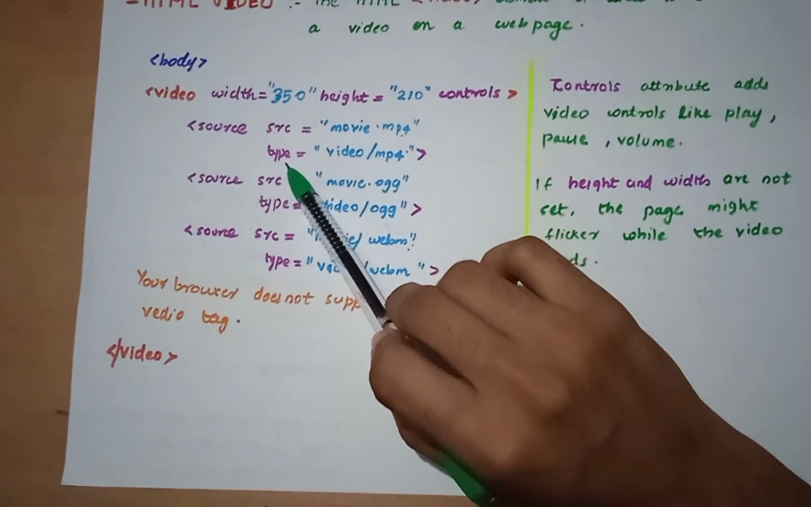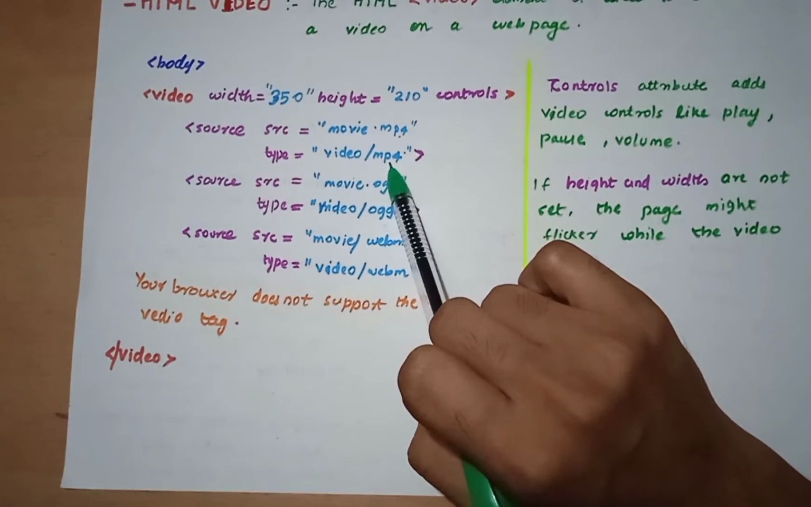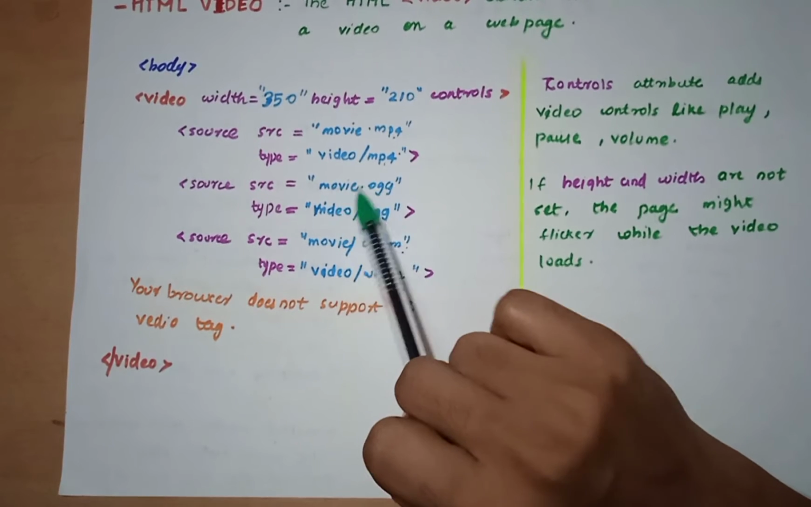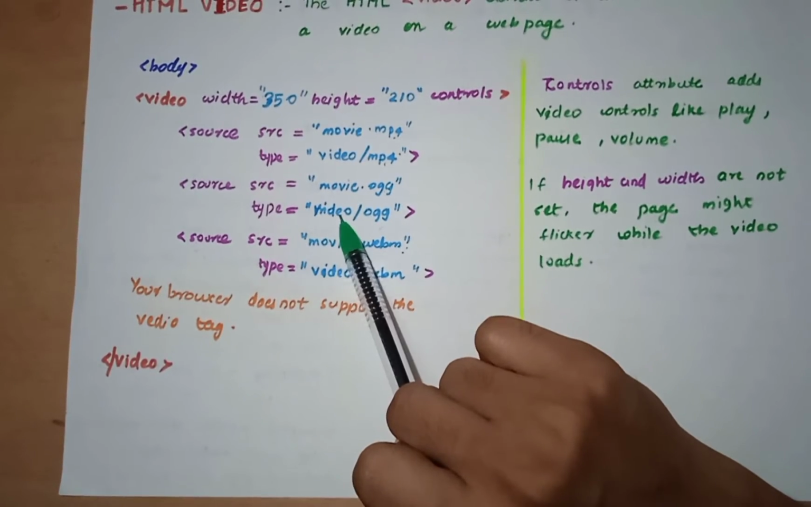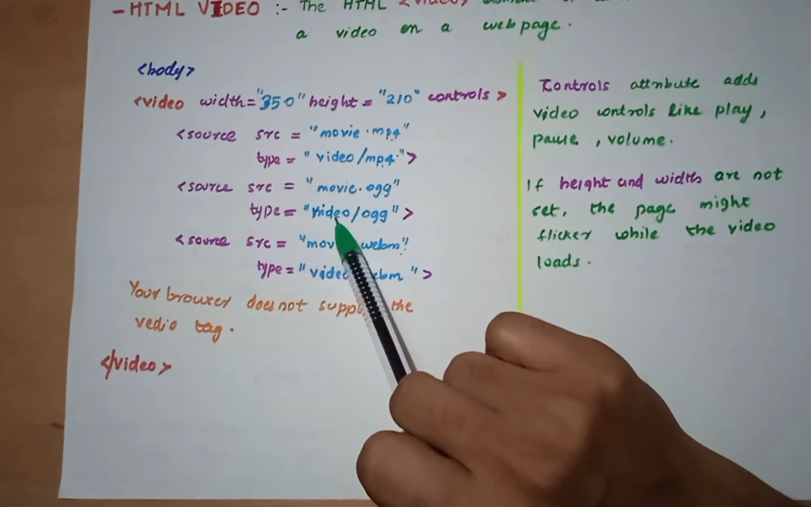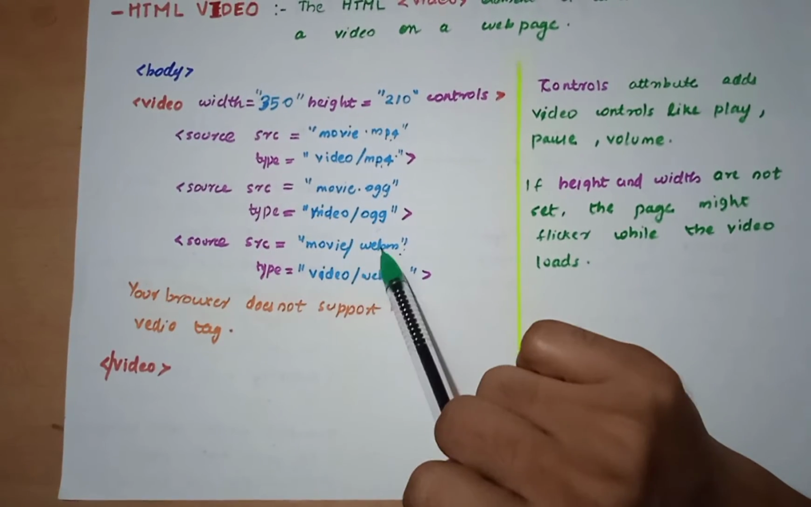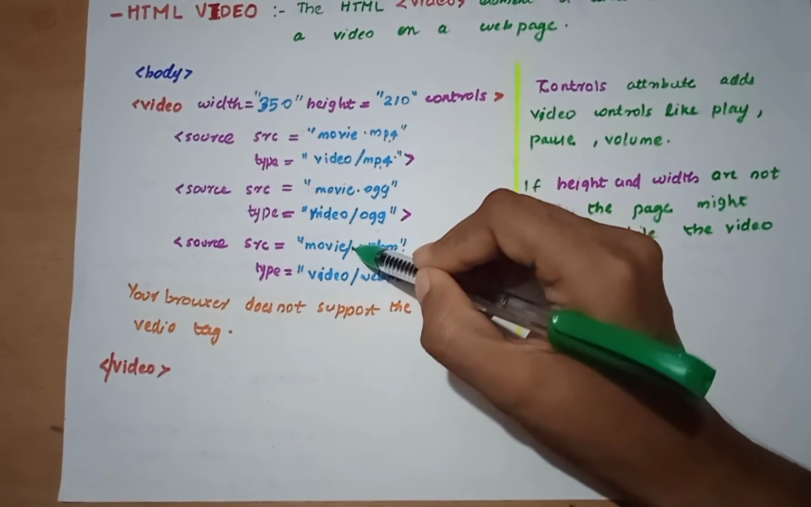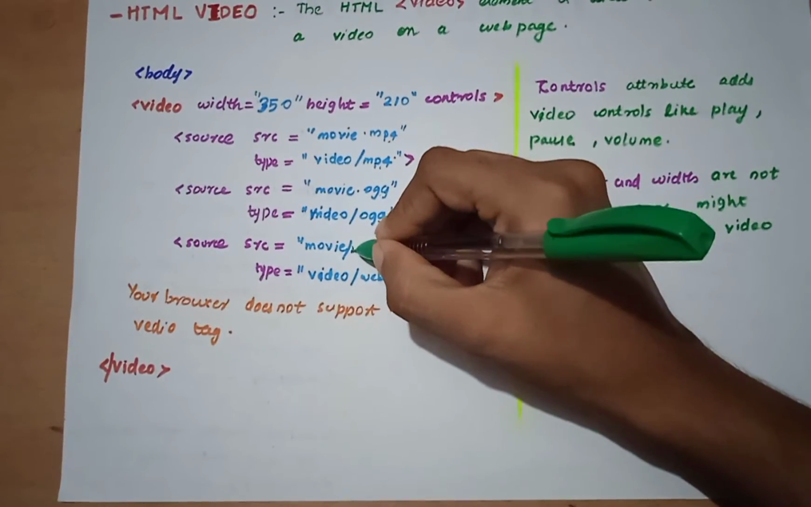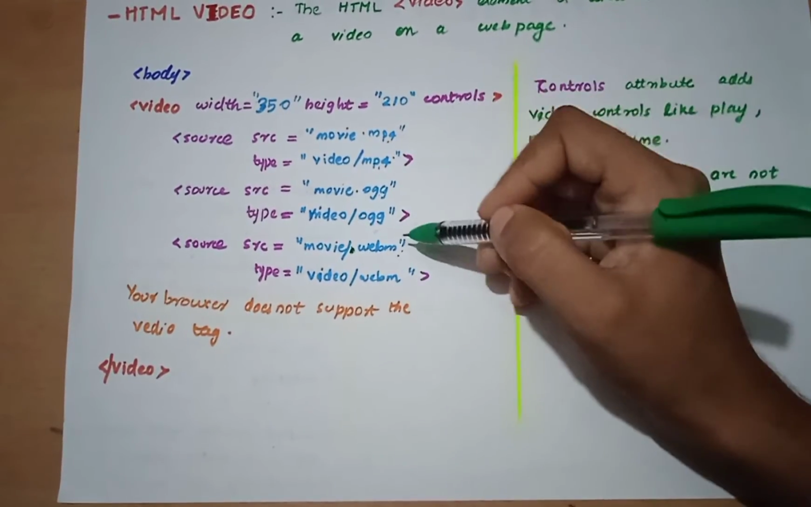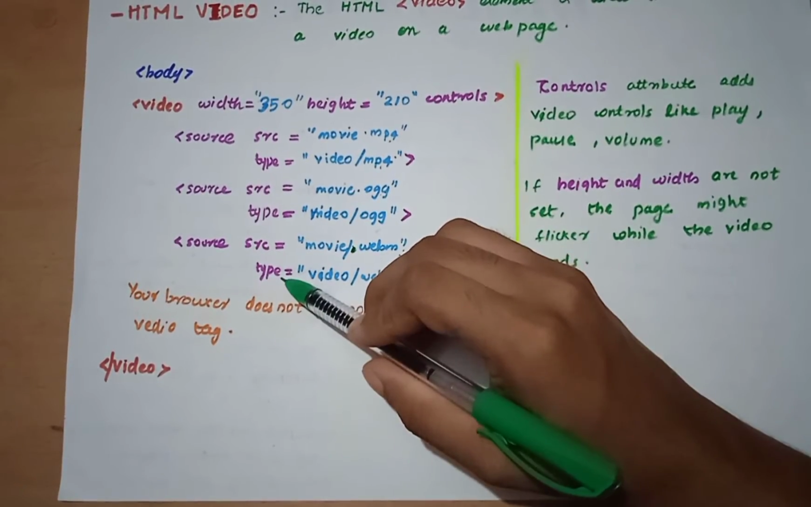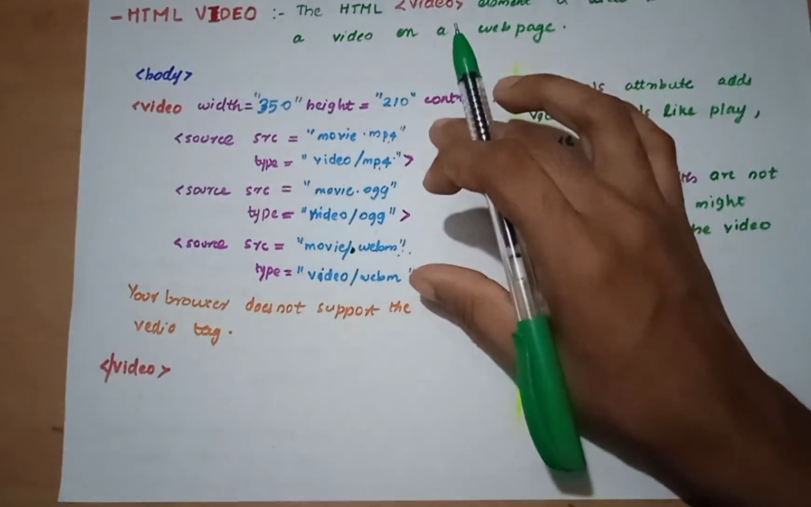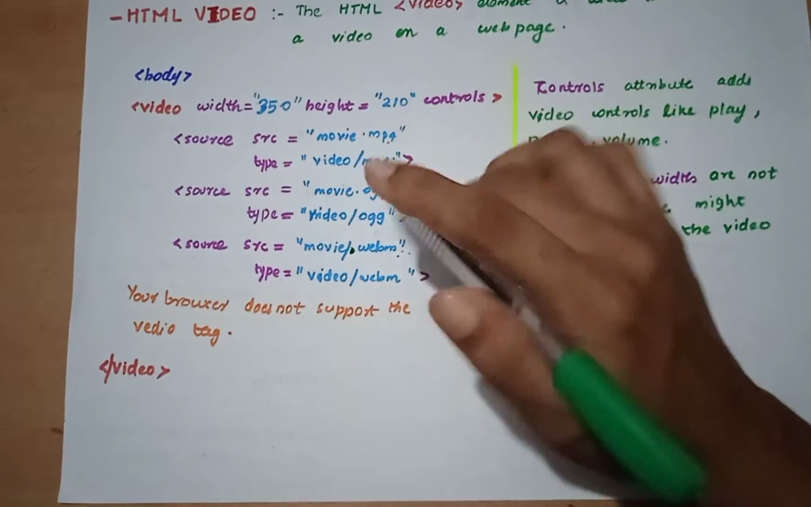The next is type. It's actually an mp4 video type, so we just mention that too. The next source I am using here is a movie.ogg file. This is a video type ogg, so that also we mention here. Likewise the next one is movie.webm, and inside, type is equal to video/webm. So this is the normal way to add a video into our page.